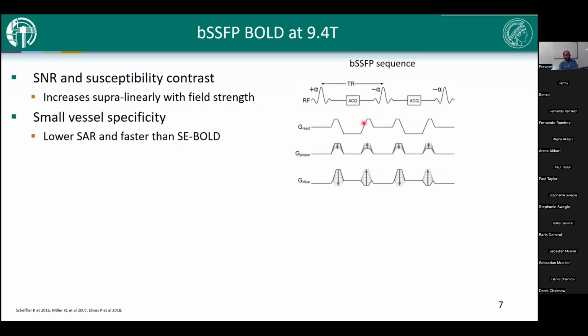And the typical bSSFP sequence looks like that. So you have very fast repeating RF pulses and one short acquisition in the middle.